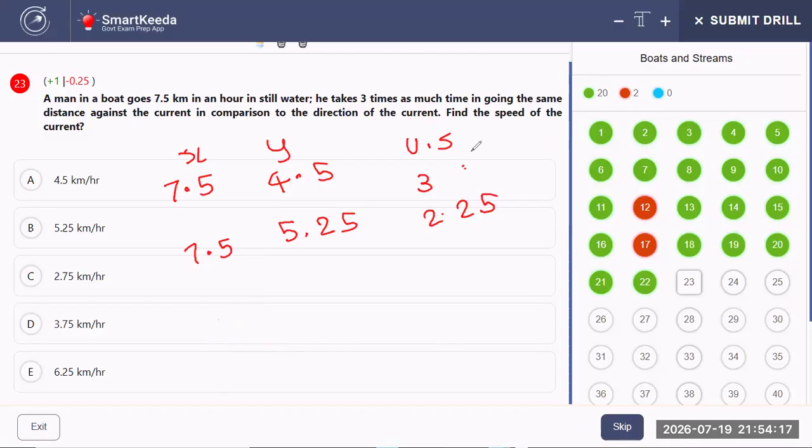In comparison to the direction of the current, it takes 3 times as much time in going the same distance against the current. Against the current means upstream speed will take the same 3 times as much time in going the same distance against the current in comparison to the direction of the current.